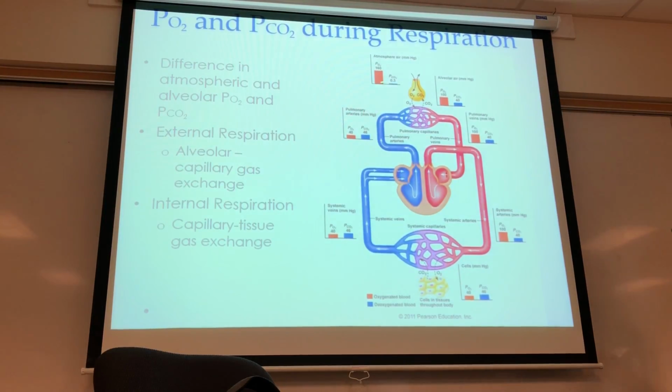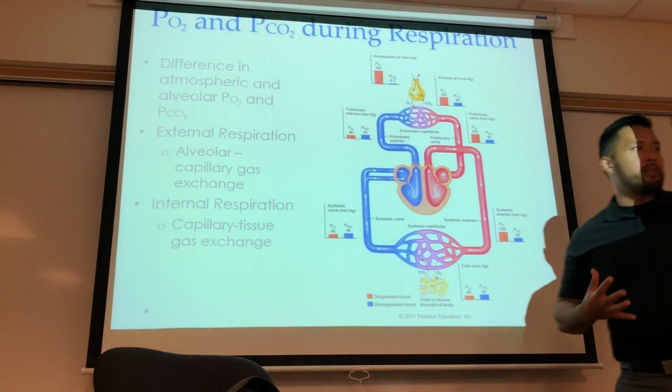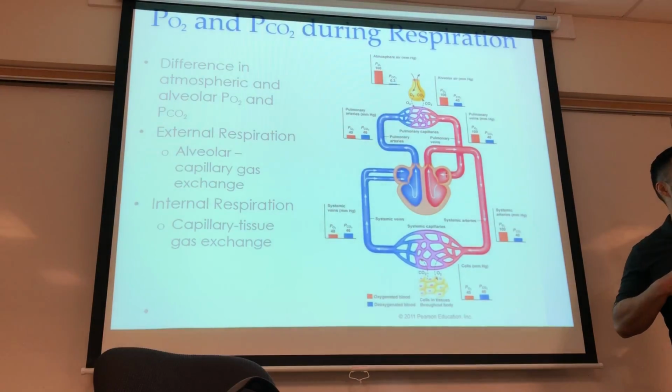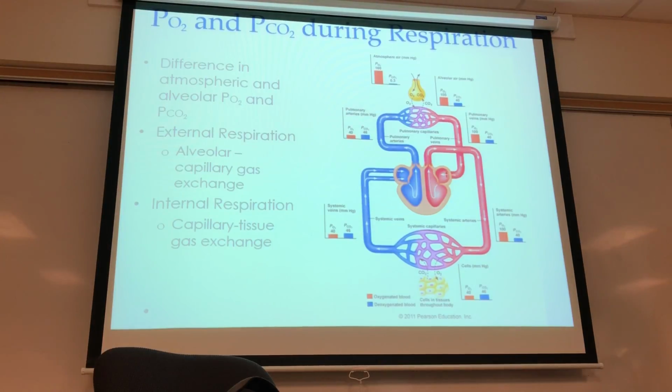Given that, we saw the exchange of air from the atmospheric air with the alveolar air, and PO2 drops from 160 to 100, and our PCO2 goes up from 0.3 to 40. Remember, that was the mixing of the air, the rebreathing of air. A small portion gets trapped in the anatomic dead space that gets recycled back in and out. After we account for all that, our alveolar air has a PO2 of 100 and a PCO2 of 40.